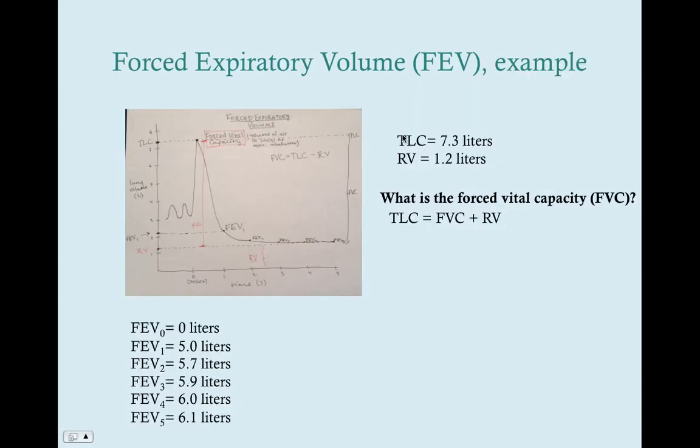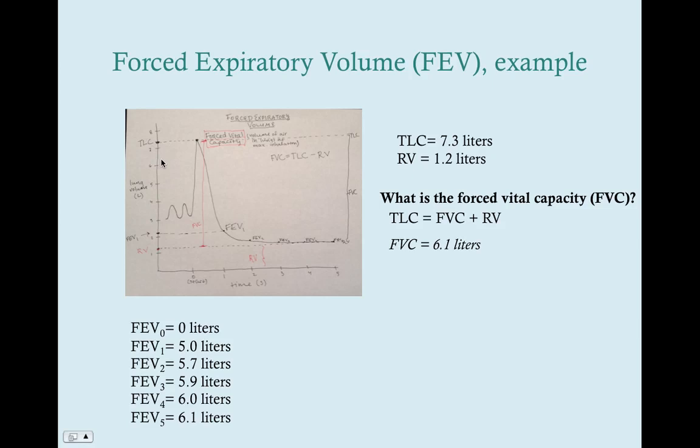So let's do a little problem here. A patient's total lung capacity is 7.3 liters, and their residual volume is 1.2 liters. What is their forced vital capacity? We know that our total lung capacity is our forced vital capacity, the volume that we can possibly breathe from totally exhaled to totally inhaled, plus the residual volume that's always there even when we're totally exhaled. Our total lung capacity is 7.3 liters, and our residual volume is 1.2 liters. So our forced vital capacity is 6.1 liters.